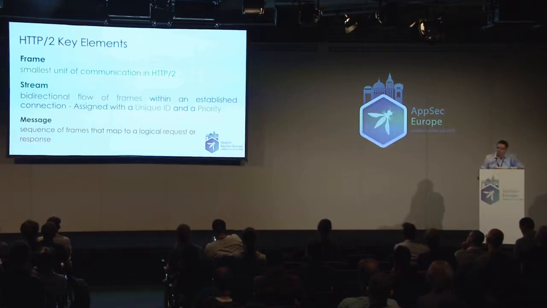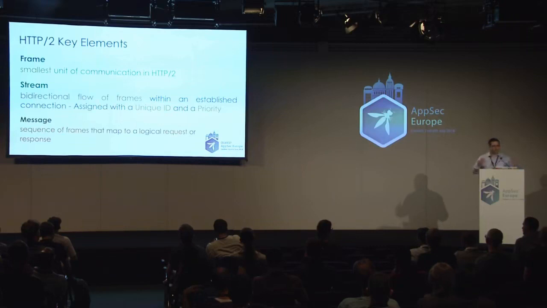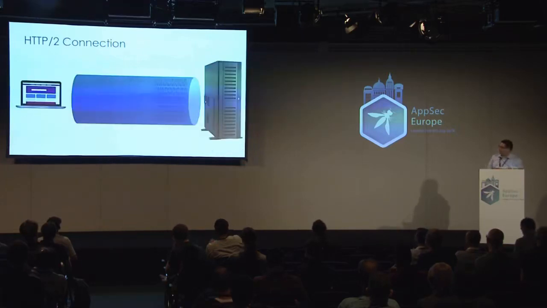There are 10 types of frames: header frames, data frames, priority frames, ping frames, and those are the smallest units of communication. Now, since we have a single TCP connection and multiple requests and responses and some flow control frames going back and forth, there had to be some kind of a system to organize that, and that is streams. Streams, you can think of them as a logical conversation, as channels, in which there is a bidirectional flow of frames. Each stream is allocated a stream ID.